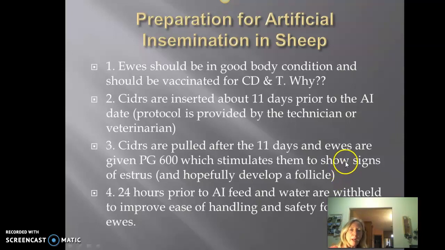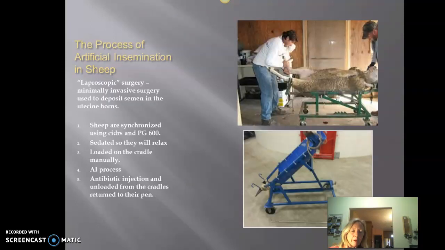And then right prior to AI, we pull the ewes off of feed and water, and that helps them because we put them upside down in a cradle, so they don't have all the pressure of the feed and the water in their abdomen. If the weather's really hot, then we'll sometimes leave them on the water. So that's how we get them ready to breed them artificially.